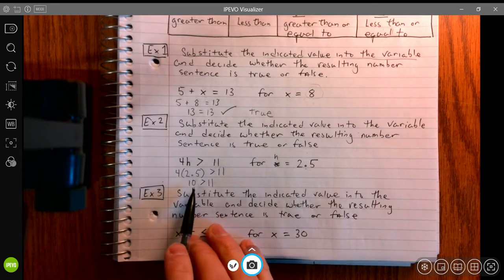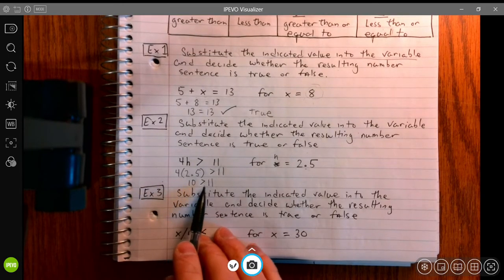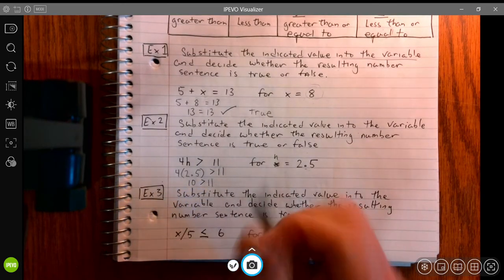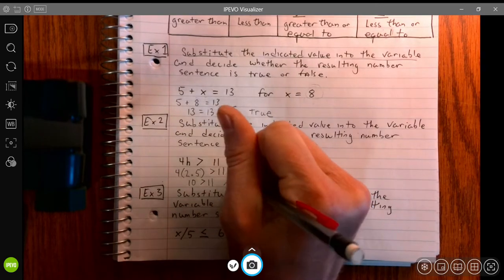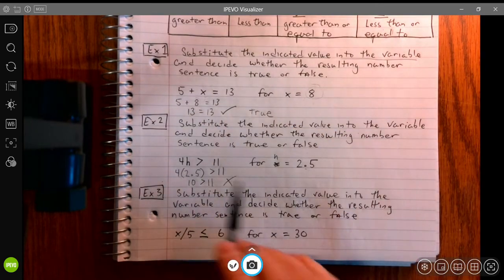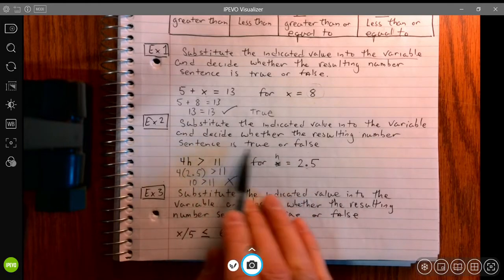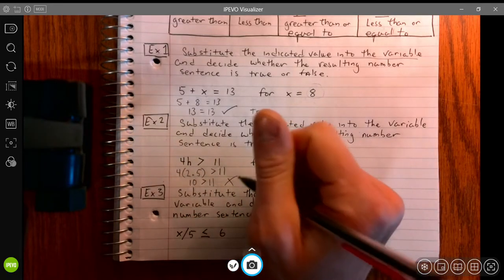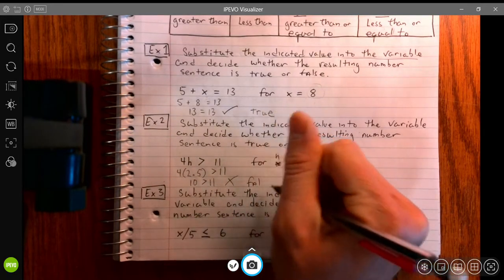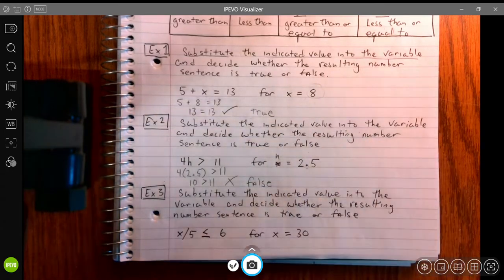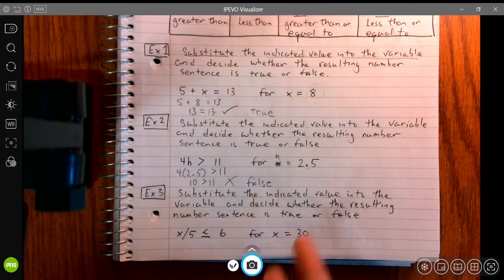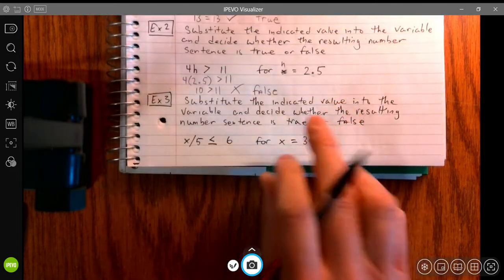And you have to ask yourself, is 10 greater than 11? Absolutely not. We need to determine whether this sentence is true or false, and we know that sentence is false. Let's do one more here.